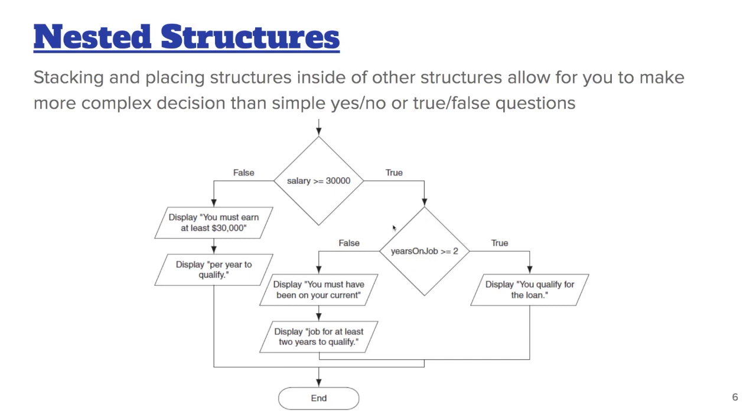So we have one question nested within the answer of another. Now this nested structure could fall on the true or the false side. It really doesn't matter, just as long as we understand that it's one structure within the other.